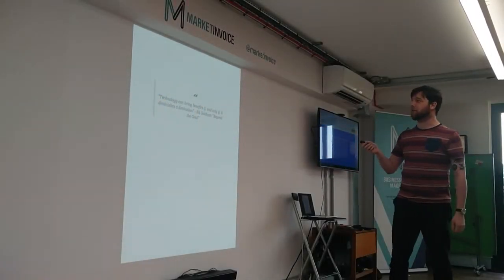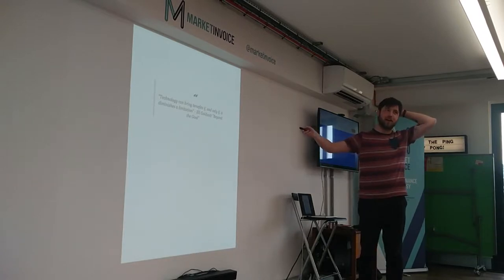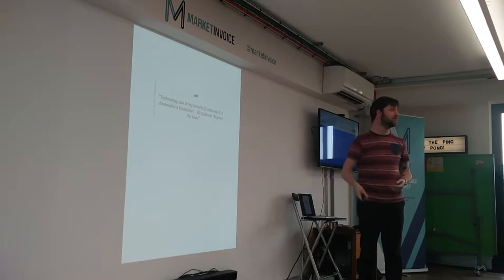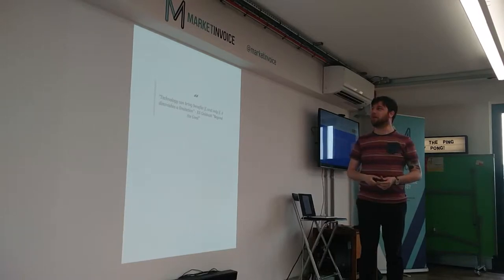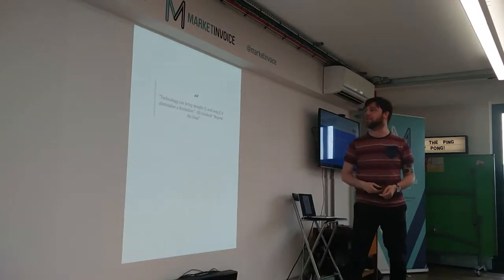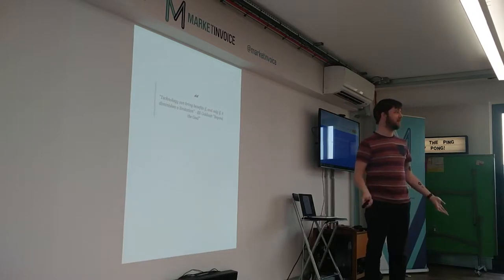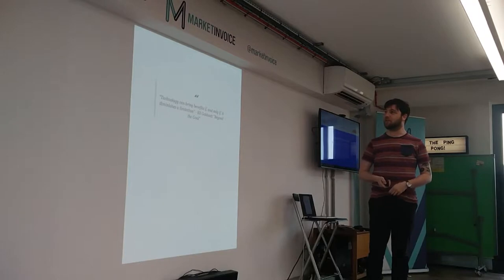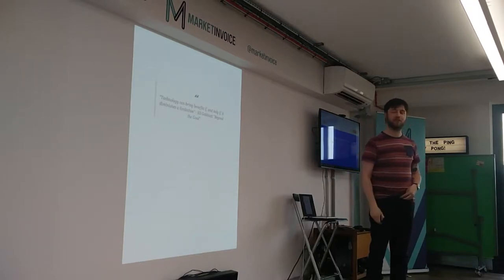So I'm going to talk a little bit about something. This was sort of an inspiration for this. This is a book by Bill Nicole, which is mostly about business. But he has this quote: technology can bring benefits if and only if it diminishes limitation. So any technology you decide to adopt should be diminishing some limitation or some constraint in the system.